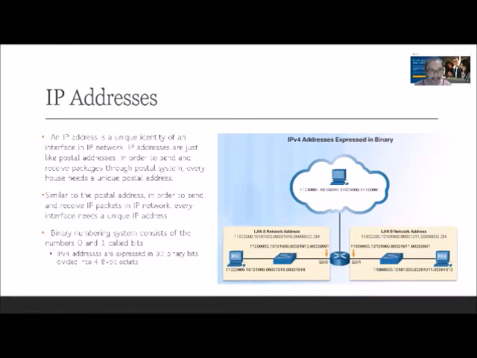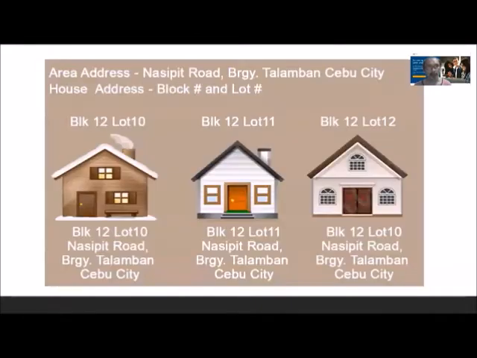Okay, imagine these IP addresses are very, very useful when determining a specific source and destination in your local area network. So here is the analogy between an IP address and a postal address. Let's say, for example, the area address of your place is Nasipit Road, Barangay Talamban, Cebu City, and your house address is the block number and the lot number. So this house number 1 is block 12, lot 10, block 12, lot 11, and block 12, lot 12. All of these houses belong to block 12, but have different house numbers.